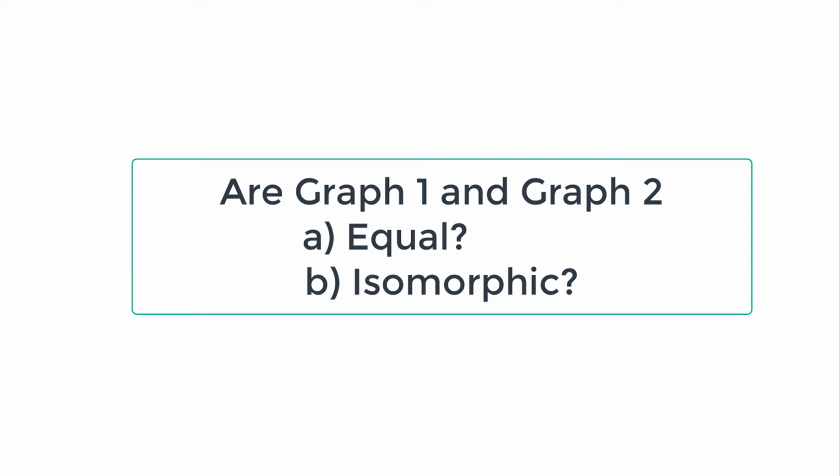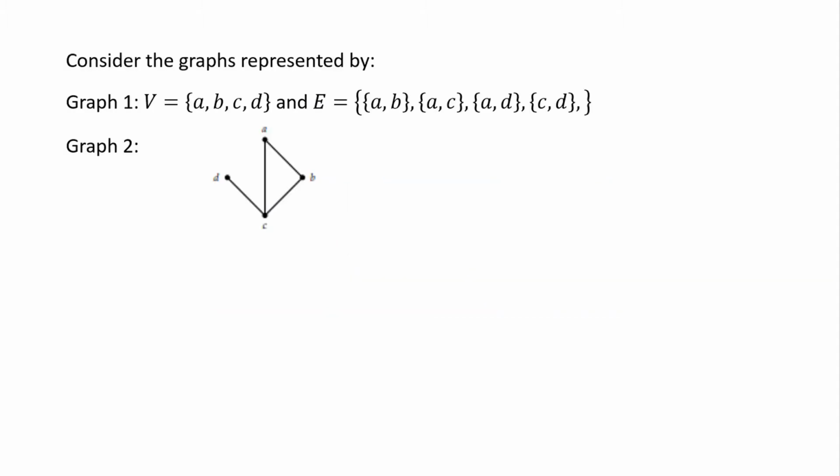In this example, we're going to look at two graphs and determine if they are equal, isomorphic, neither, or both. Consider the graphs represented by graph 1. The set V consists of the elements A, B, C, D. The letter V is to suggest vertices, and the set E, which consists of the sets AB, AC, AD, and CD, the letter E to suggest edges. So graph 1 has 4 vertices, 4 edges, and the vertex starting at A is a degree 3.